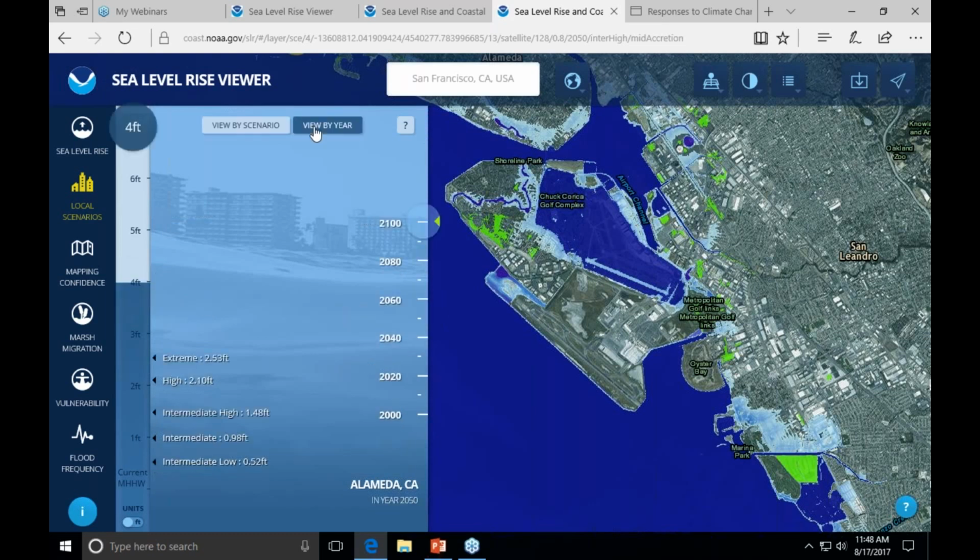Or you can do it by year. Same thing. All these start out in 2000, and they're all the same, right? As the curves spread apart as you go out, all we're doing is a different way to visualize those curves. So let's do the high scenario, 3.9 feet. Between there and there will happen somewhere around 2070, based on selecting the high scenario.